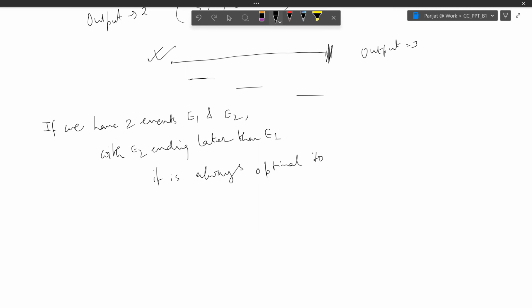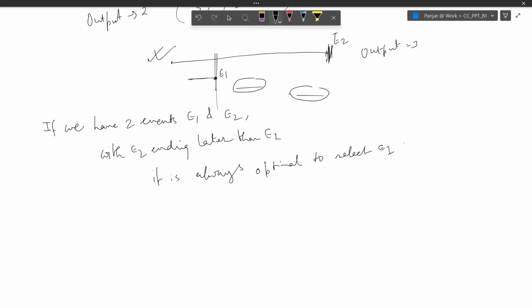Why? Because if you select E1, then you essentially have more choices to select from, because E1 is at an earlier point of time than E2, like what Pradosh mentioned. So if this is E1 and this is E2, because I said E2 ends later than E1, you should always choose this first so that you have more options to choose later. In this case, you have no other option to choose later, and that will always be the case.